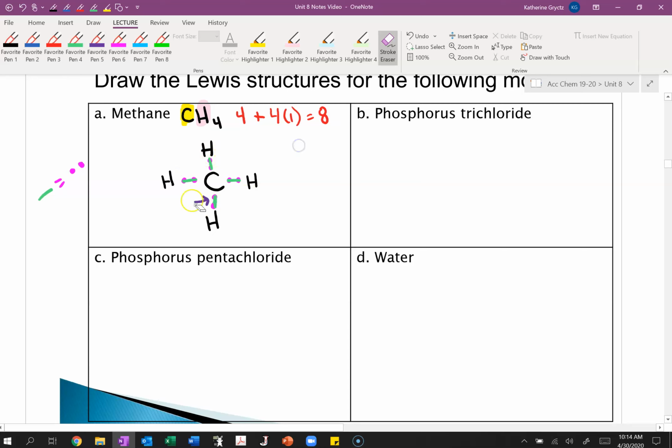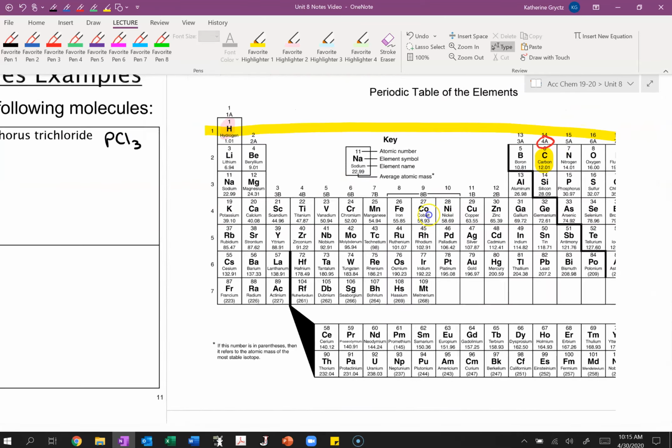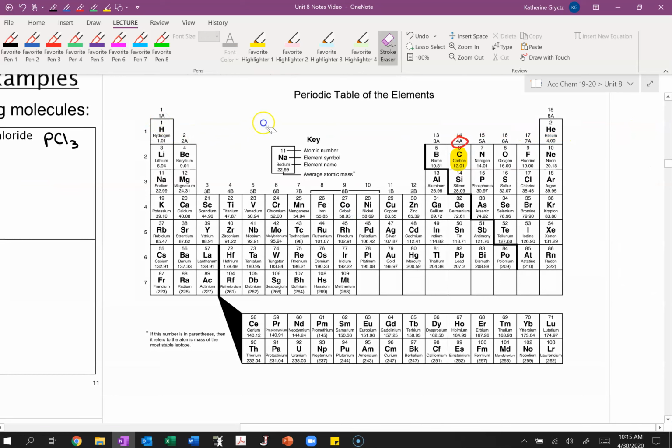All right, so the next structure, we're going to go phosphorus trichloride. So we have to have the formula. So these are all covalent, which means that we're going to use prefixes with the names, which is nice. Okay, so phosphorus trichloride, 1 phosphorus, 3 chlorines. Most important thing we can do is count the total number of valence. Okay, so we're going to go find phosphorus on the periodic table, and we're going to go see how many valence. It has 5.